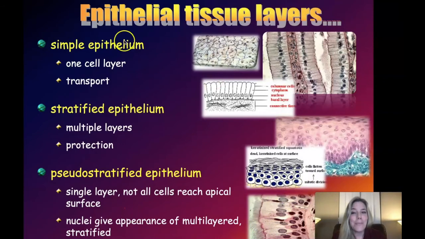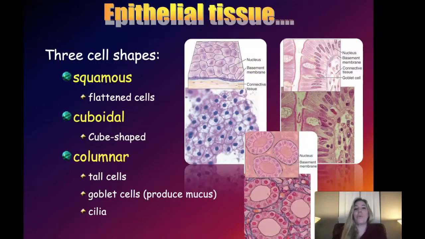So we have simple epithelium, all one layer, all touching the basal surface. Stratified, multiple layers, they're not all touching the basal surface. And pseudostratified, where in fact they all are touching the basal surface, but don't look that way. They look like they're stratified even though they're not. So we just went over one kind of classification of epithelial tissue.